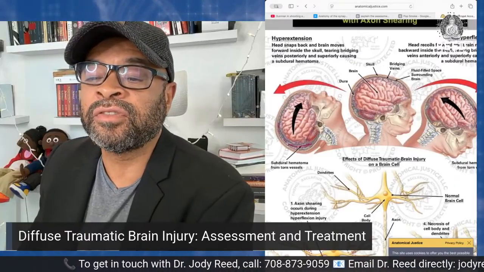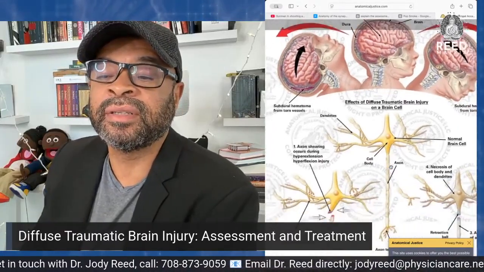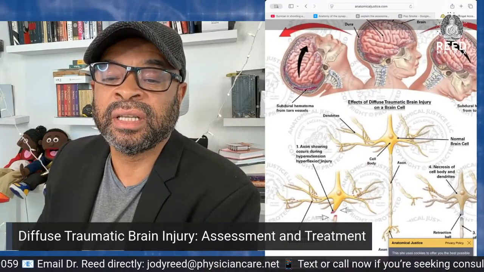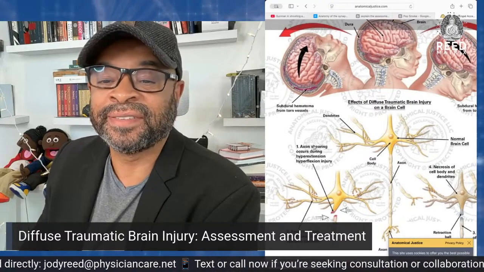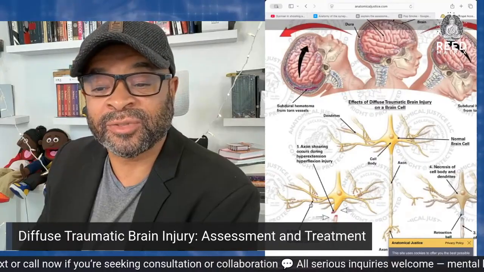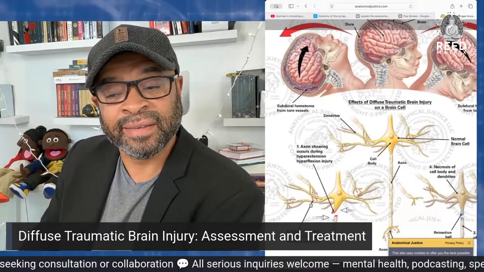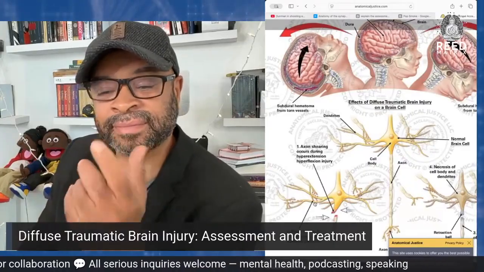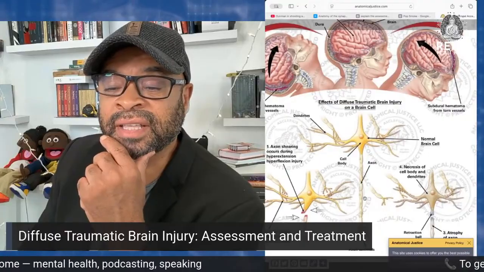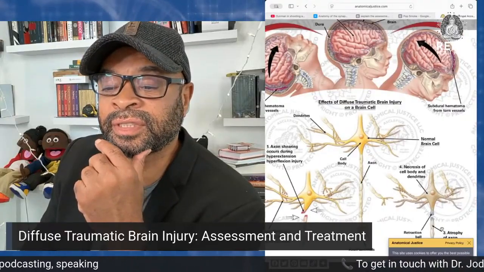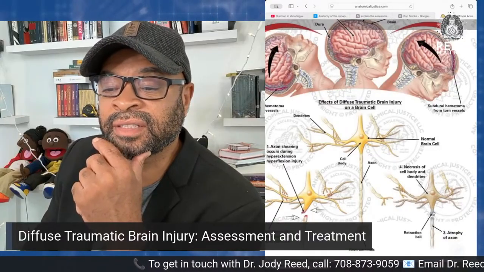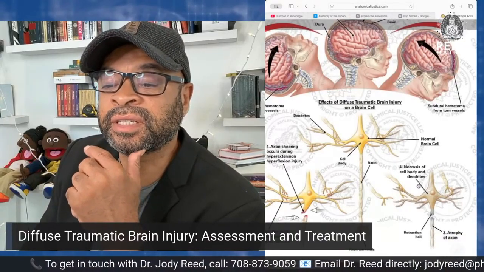So the effects of diffuse traumatic brain injury on the brain cells. Great. Axonal shearing occurs during hyperextension or hyperflexion injuries. Okay, shearing. Axon terminals pulled away from synaptic junctions. Wow. That's the first time I've heard of that one. Of course, the axon, then the axon terminals. Okay. And here's the shearing. Oh, okay. They say retraction ball here. Necrosis of the cell body and dendrites.